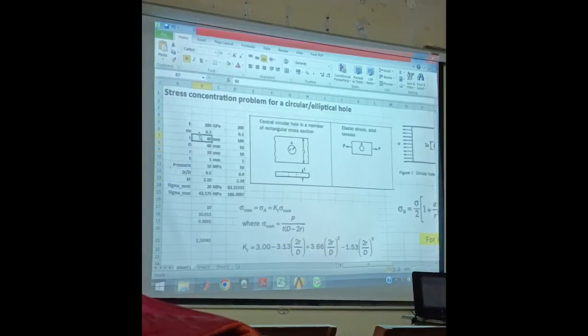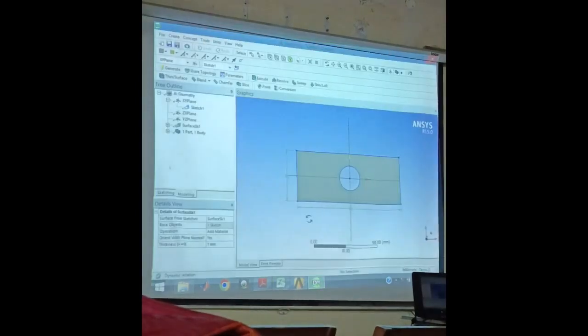Length is 40. Length is not being used basically. This length, I have taken a little bit more. So now the next question is here. Thickness is 1.